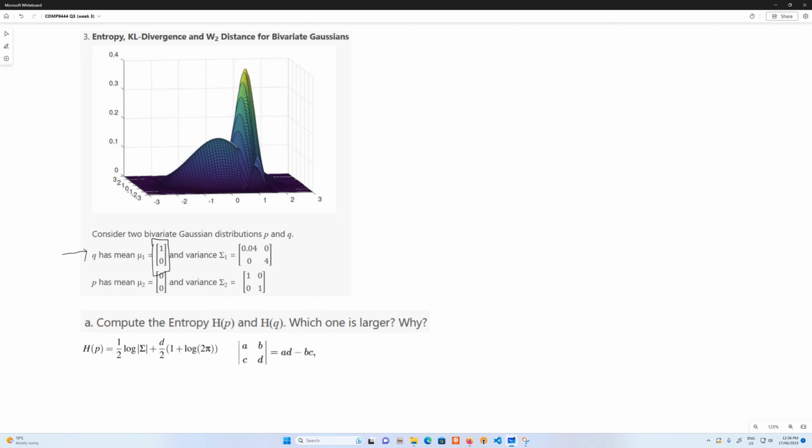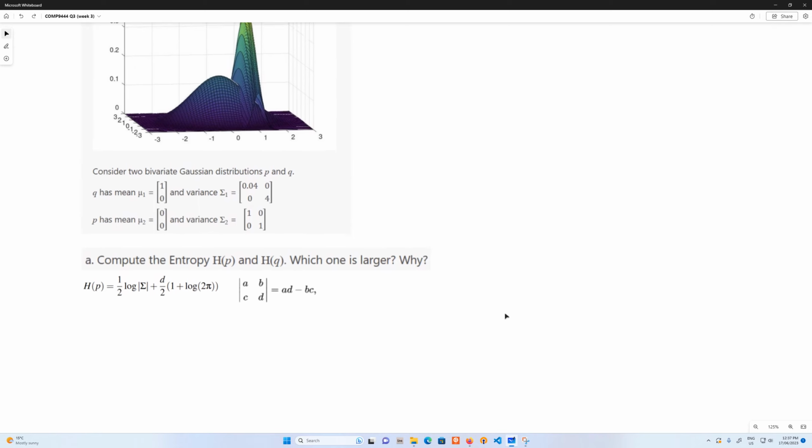So for Q we have a mean vector here, 1, 0. And we've also got our covariance matrices over here. For the Q distribution, that's this one. And for distribution P, it's just on the next line down here. What we have to do in this part of the question is compute the entropy for both of these distributions. Then we'll figure out which one is larger and make a comment on why that might be the case.